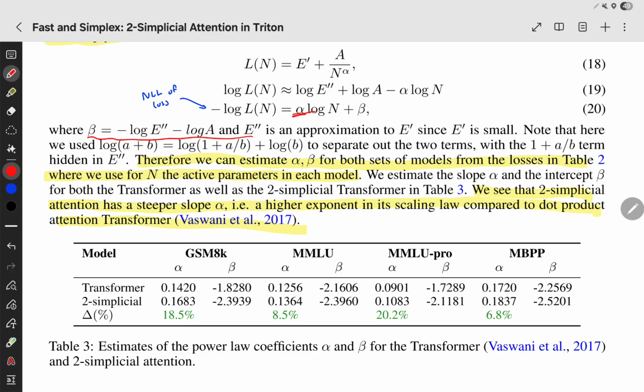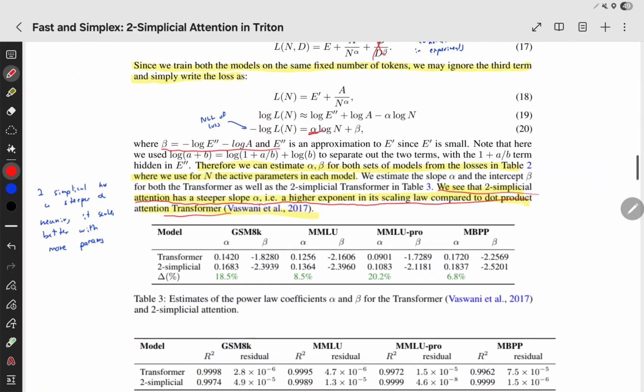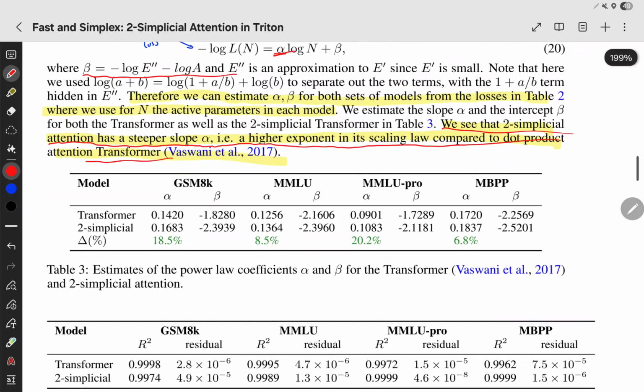So, I mean, that's what it means. It means the scaling is better for 2-simplicial attention. They say here, we see that 2-simplicial attention has a steeper slope, alpha, i.e. a higher exponent in its scaling law compared to the dot product attention transformer. So basically, 2-simplicial attention scales better with respect to the number of parameters because of this higher alpha value, at least for the few things they have tried out. They basically fit this to their three models up here. And they show here that it's highly confident, their fit, but still.